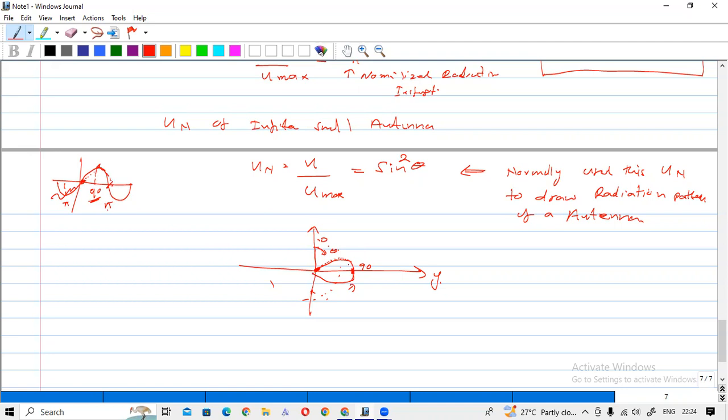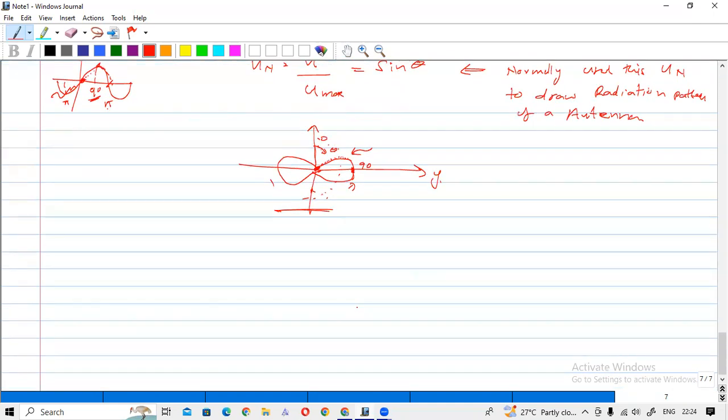So you will get this kind of radiation pattern. And this is not depending on the phi, only depending on the theta. So these are normally symmetrical antennas. So you will get an intensity pattern in this direction also, like this. This way you can draw the radiation pattern for an antenna using the normalized radiation intensity, like this.